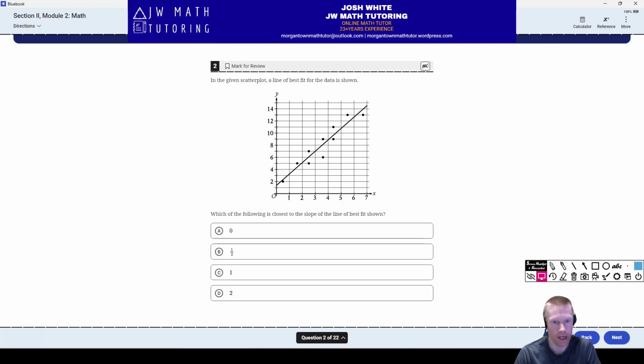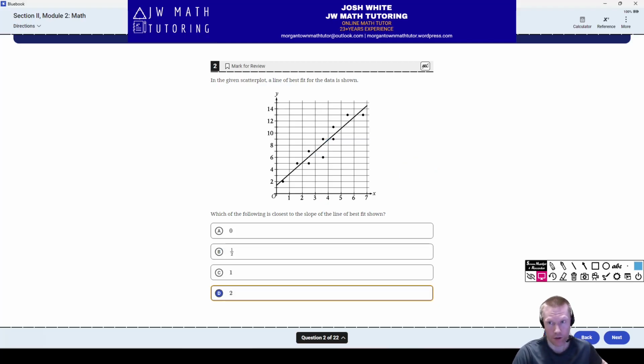Here we have a scatter plot, and they want to know what the slope of this line is. So you, of course, can do this in Desmos, and I'll show you how to do that. But I would just estimate this by noting that right here we have a nice intersection at (3, 7), and right here we have another, pretty much almost right on the line, at (4, 9). So notice I go to the right 1 for my slope, and I go up 2. Therefore, the slope of this line should be approximately 2. Correct answer is going to be D.